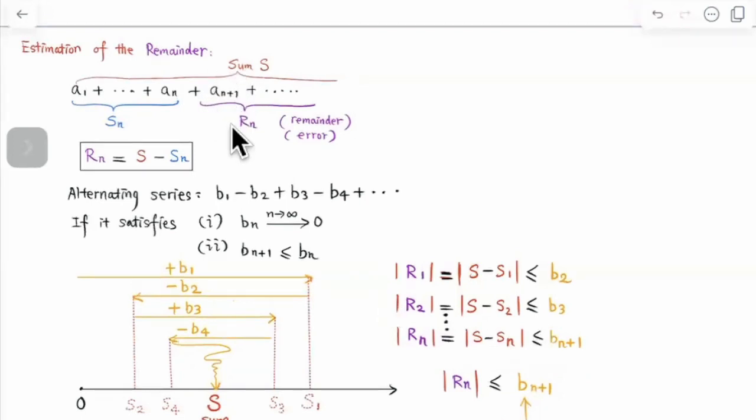So the way that you remember this is, for alternating series that satisfy these two conditions, the absolute value of the remainder is dominated by the absolute value of the first term in the remainder. The absolute value of the remainder is less than the absolute value of the first term in the remainder. So this is what it says.